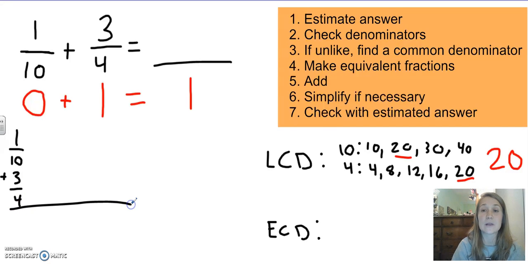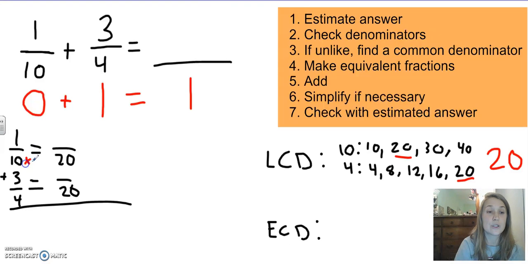All right, step number 4 says I need to make equivalent fractions. I'm going to make equivalent fractions using my least common denominator of 20, which means both of my equivalent fractions will have a denominator of 20 because the only way I can add fractions is if the denominators are the same. All right, 10 times 2 gets me to 20. What I do to the bottom, I do to the top. So my first equivalent fraction is 2 20ths.